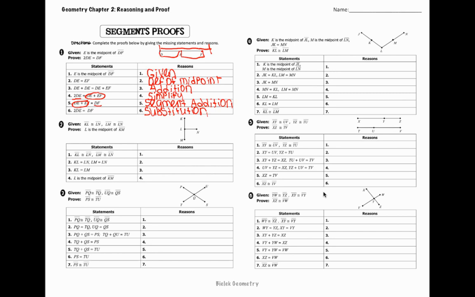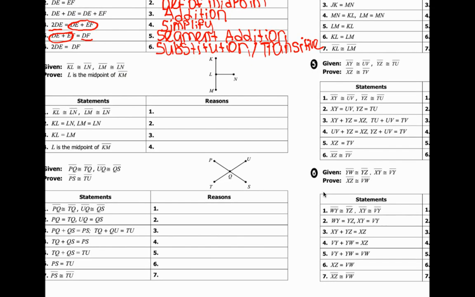Or you could also argue that that's transitive. Either one would work. So I'm going to put substitution/transitive. Because you could look at it as if A equals B, B equals C, then A equals C. So that's also a possibility. But if this were an exam, I would take either substitution or transitive.